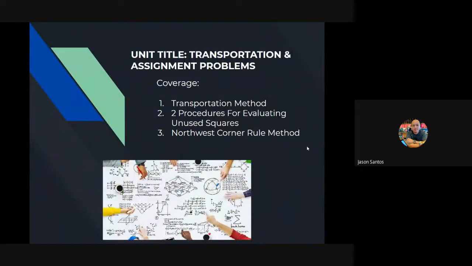We are now on the second, or actually the third unit, transportation and assignment problems. For this discussion, we will cover the first part actually, because there are a lot of ways on how you can compute for the transportation methodologies. So, we will have the transportation method explanation and then two procedures for evaluating unused squares, and then the northwest corner rule method are the first methodology that we will use in computing or solving for transportation problems.